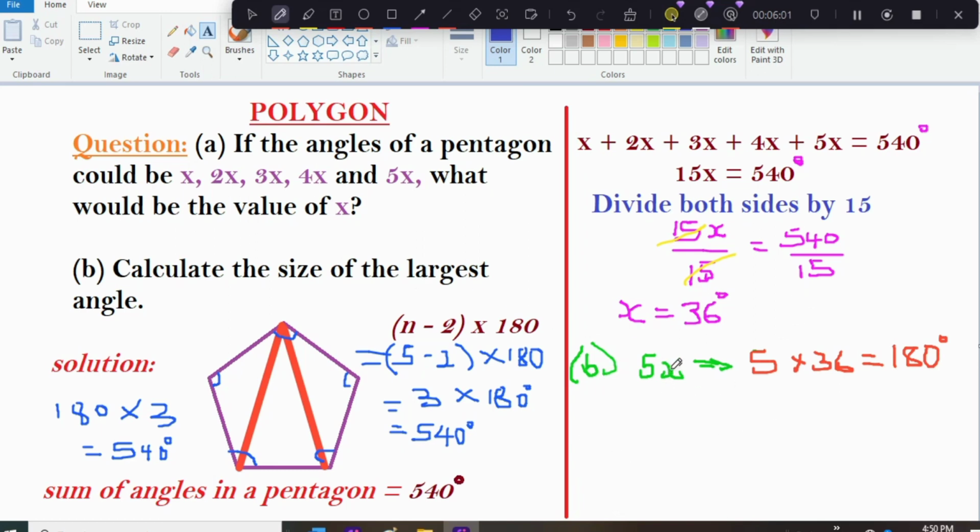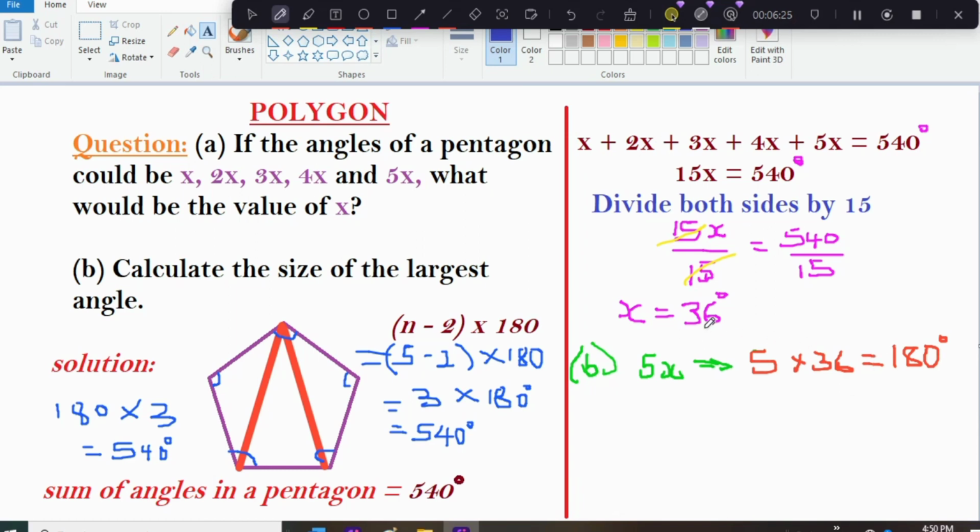Question B is calculate the size of the largest angle. The largest angle there is 5x. So now that we've gotten the value of x, which is 36, we can now say 5 times 36. So 5x will be 5 times 36 equals 180 degrees. So that is the largest angle.